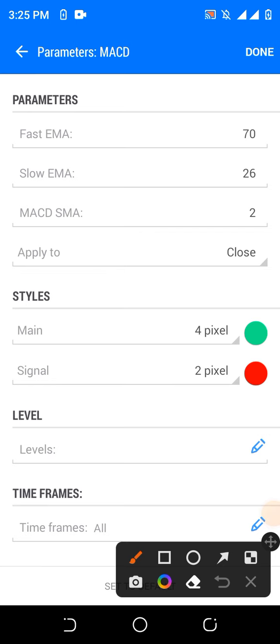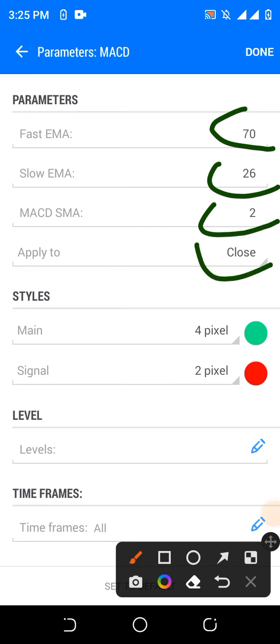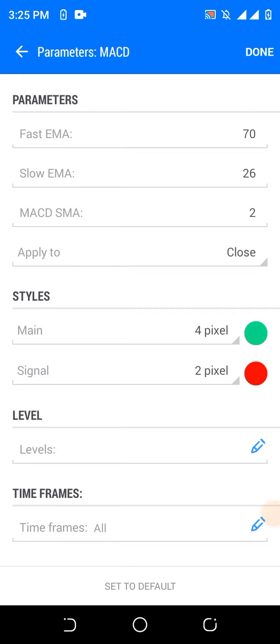For the MACD indicator, the fast EMA is 70, slow EMA is 26, MACD SMA is 2, apply to close. For the style: main 4 pixel, signal 2 pixel, main color green, signal red. Once you're done setting up the MACD indicator in this manner, you click on done.